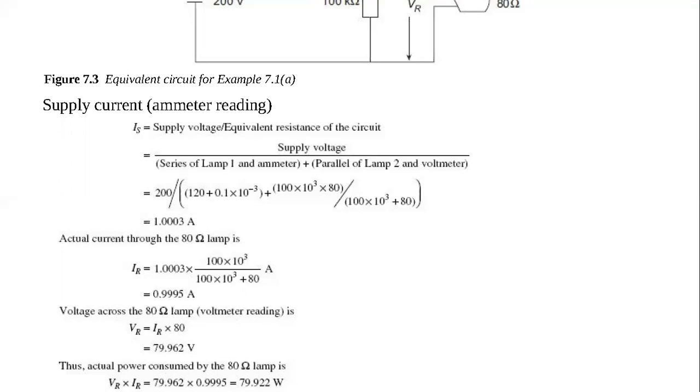So 79.96 times now the value of the current, which we had seen is 0.9995, and the power will be 79.922 watts. So that is the actual power that is consumed by the 80 ohm lamp.